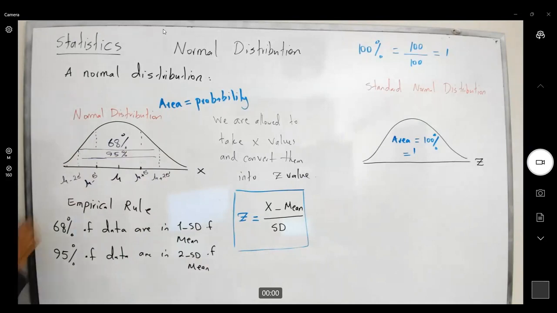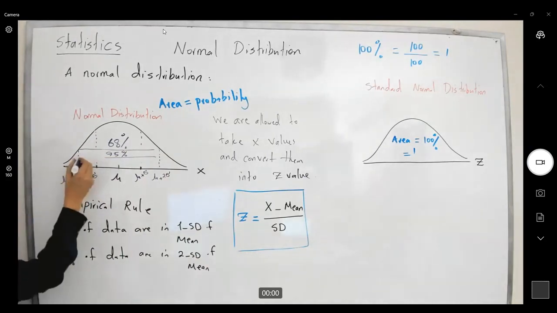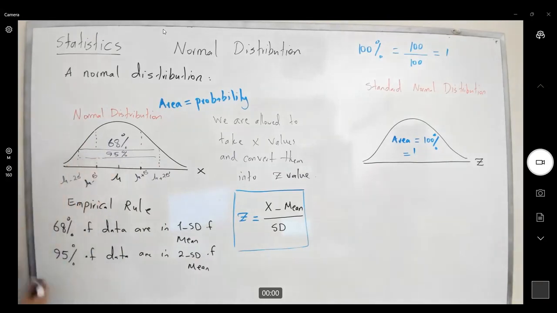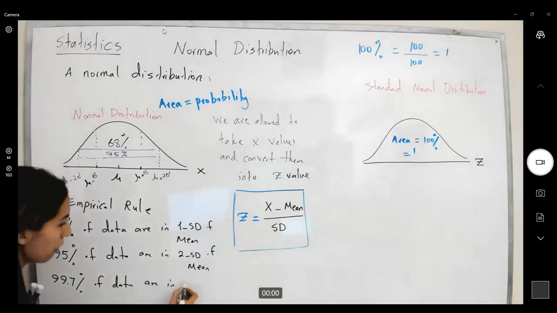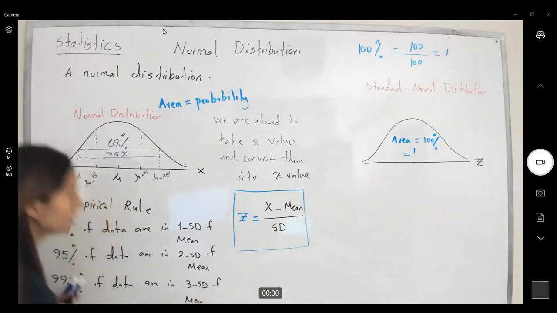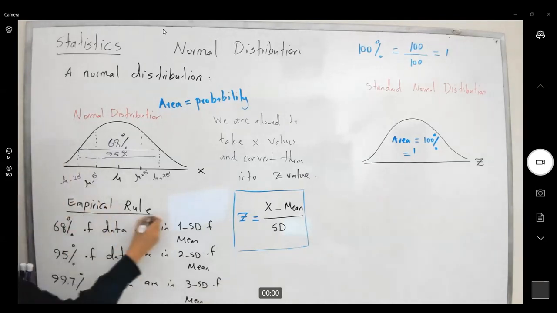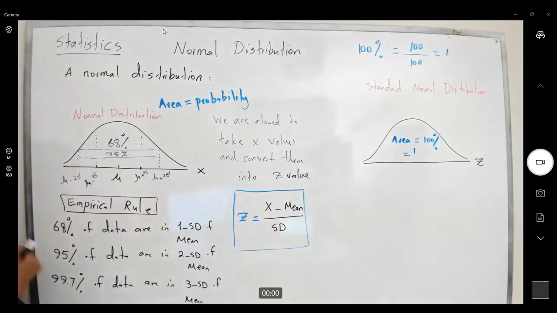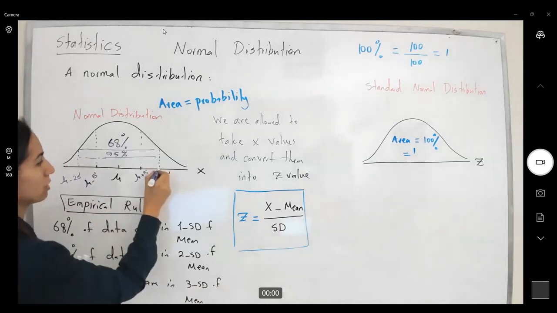Finally, 99.7% of the data are within 3 standard deviations of the data. These are just approximations using the empirical rule. Okay. Why are we writing this down?